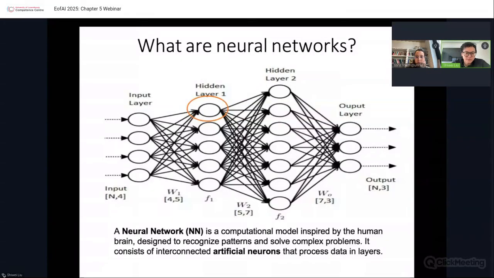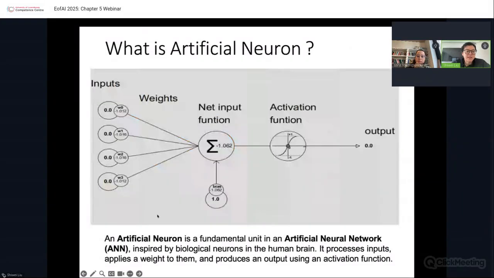So what is a neural network essentially? A neural network is a computational model inspired by the human brain, designed to recognize patterns to solve complex problems. It consists of interconnected artificial neurons that process data in layers. So what is an artificial neuron here? An artificial neuron is a fundamental unit in a neural network inspired by the human brain. It processes input and applies weights associated with each input.